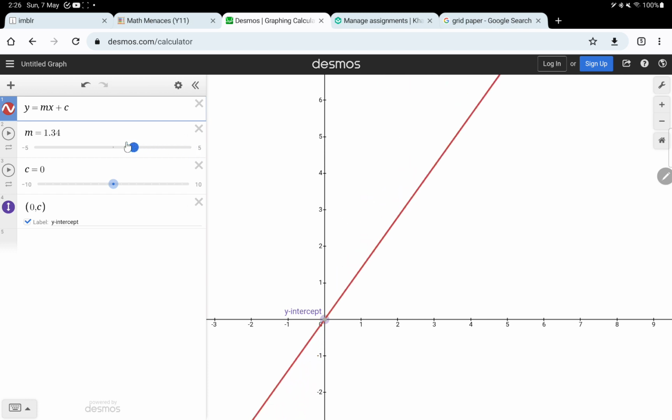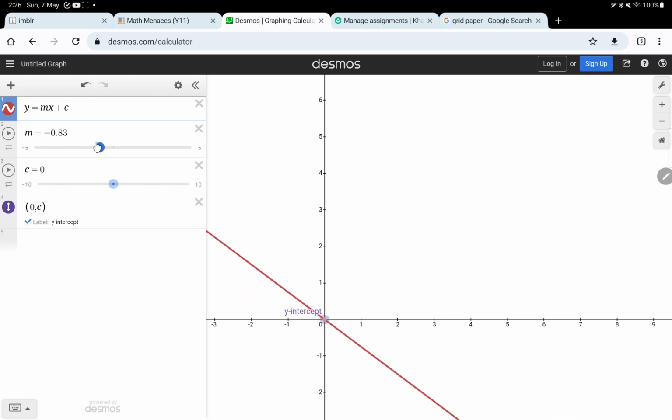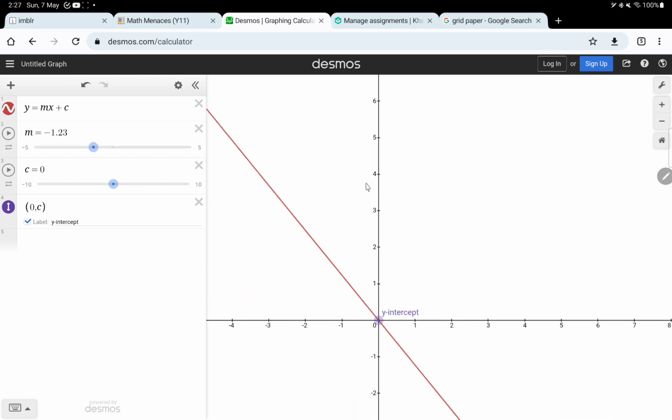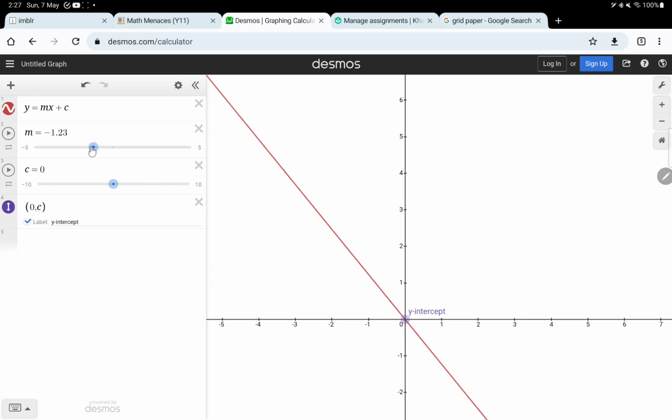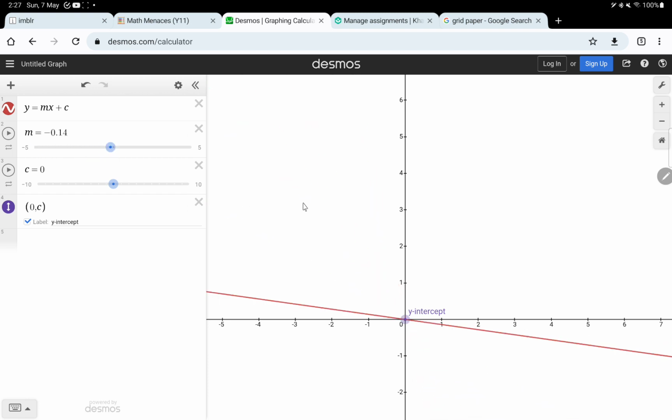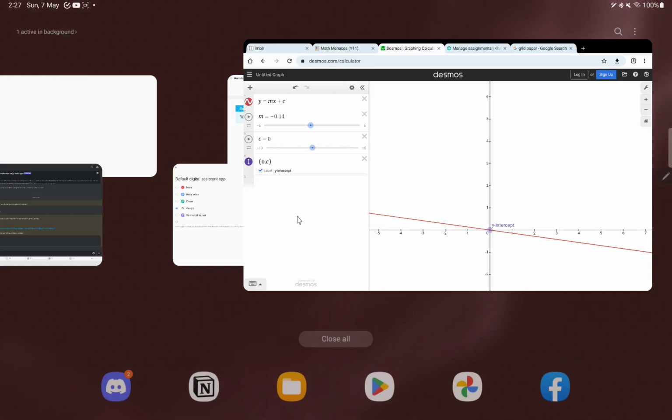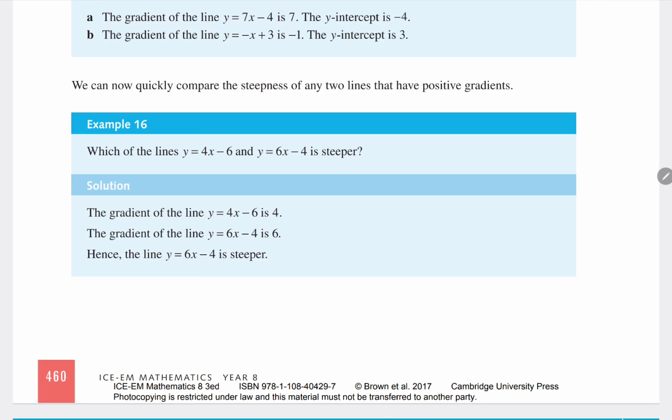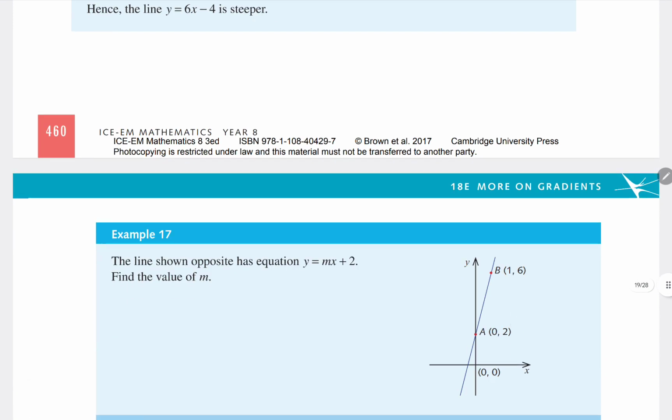What if it's negative? It turns the other way. A steeper negative slope: the more negative it is, the steeper it is. It's just going from left to right down. The larger the numerical value, like -5, is steeper than say -0.14. Does that make sense now? So that's a visualization of the formula y equals mx plus c.